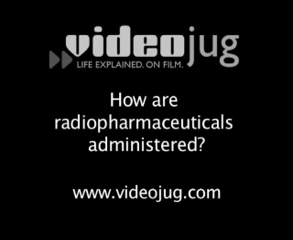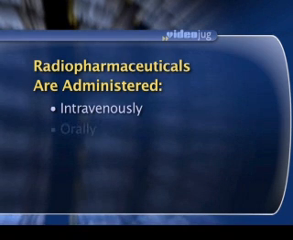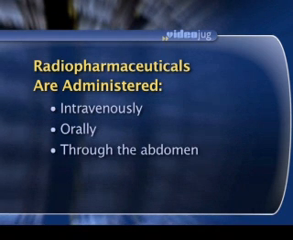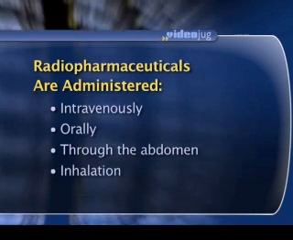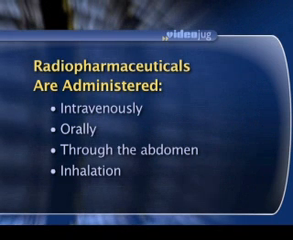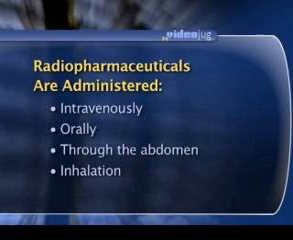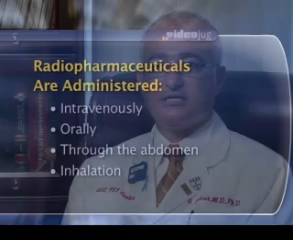How are radiopharmaceuticals administered? Radiopharmaceuticals are administered in a variety of ways, mostly intravenously, but also they can be administered orally. They can be administered through puncture into the abdomen, what we call the peritoneal cavity. But as I said, the most common route for administration is intravenous.